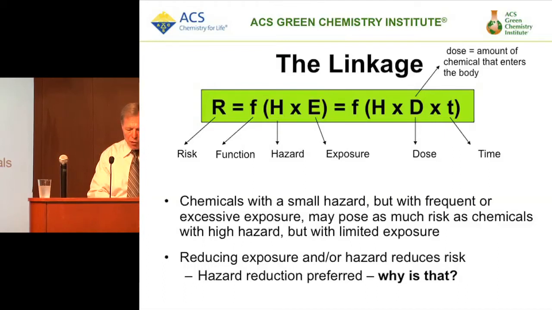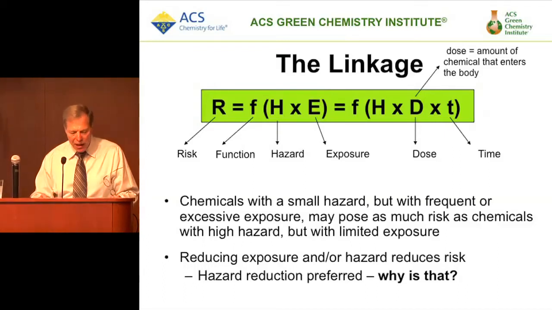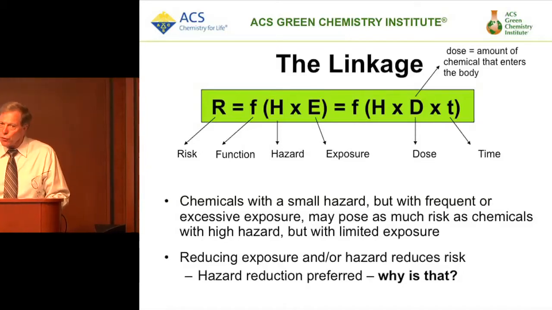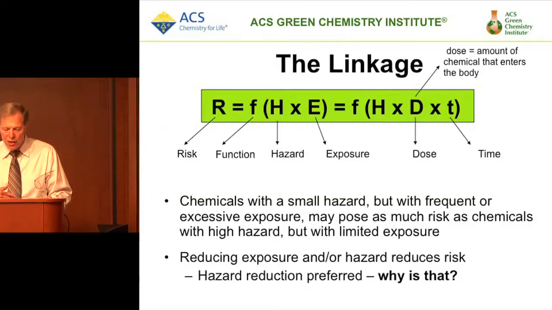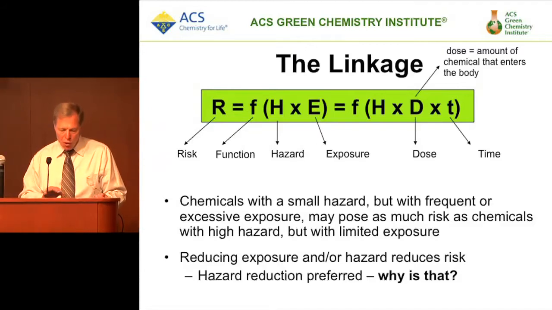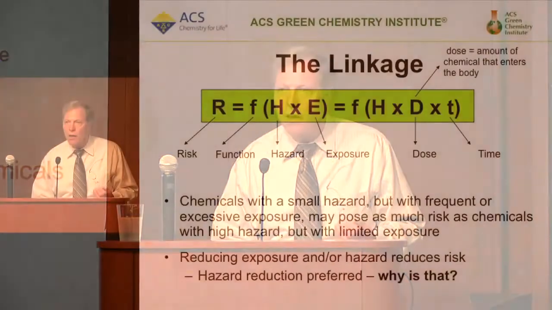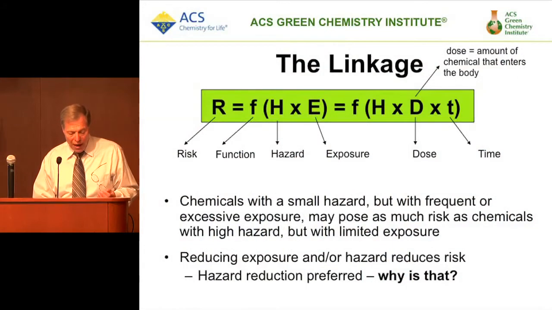And this first bullet here will show the implications of that. So with a small hazard, but with frequent or excessive exposure, you may pose as much risk as a chemical with high hazard but limited exposure. Hazard is typically what's focused on within risk reduction, at least in the past, because that takes the exposure control element out of the equation. You're going to minimize exposure. There are times where you have PPE, personal protective equipment, things like that, that has the possibility of failing. So there's a lot of emphasis on, and rightly so, hazard reduction.